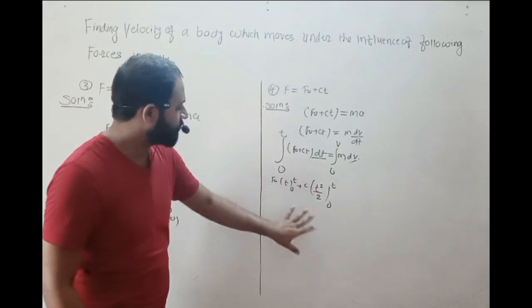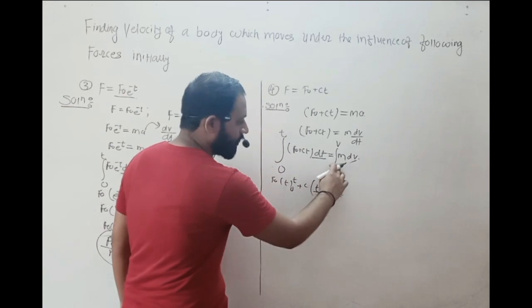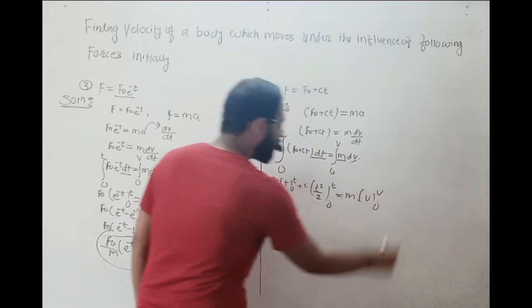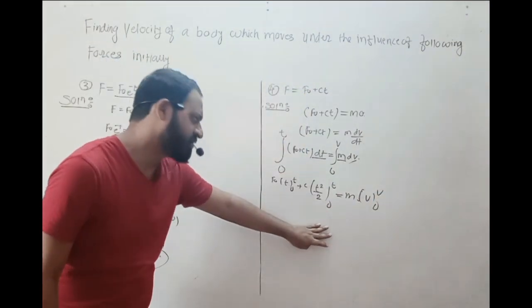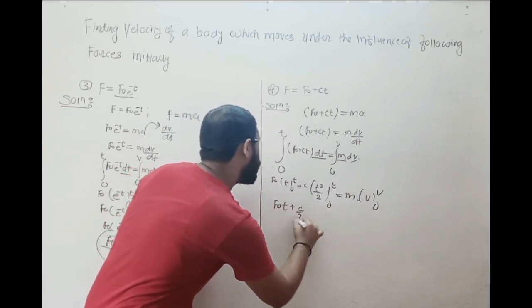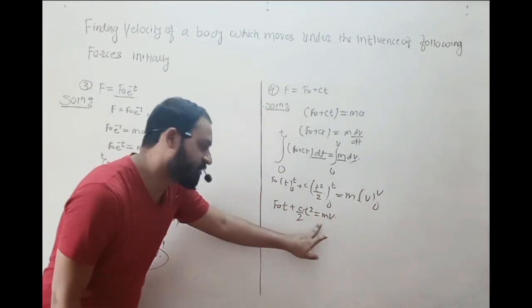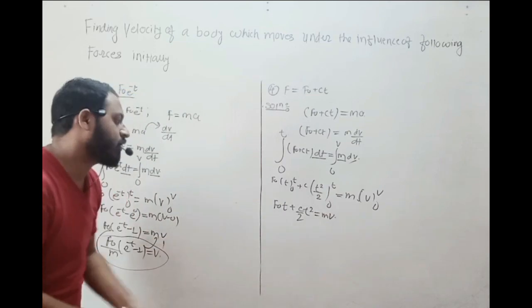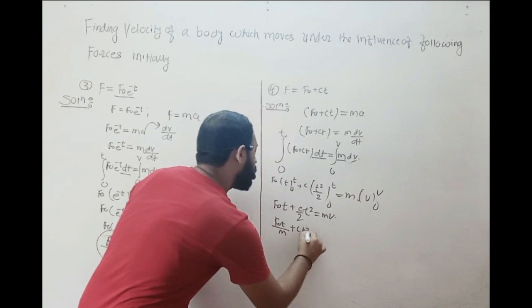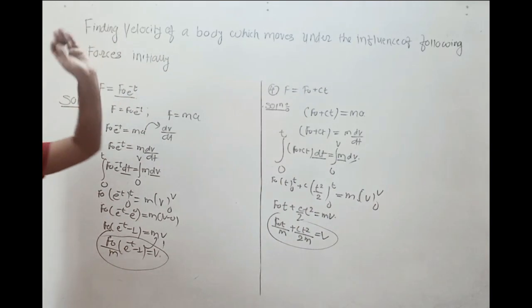I have not split it, but you can understand. Now here m is a constant, integral dv, 0 to v. Just put upper and lower limits, get your answer. F0 t + (c/2) t² = mv. But you don't want m on the right hand side, so move it to the left hand side. F0 t/m + c t²/(2m) = v, and this is your answer for this velocity.